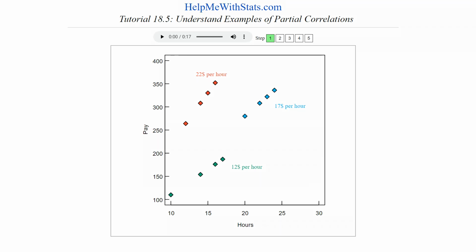HelpMeWithStats.com was used to create this tutorial that can help us understand examples of partial correlations.